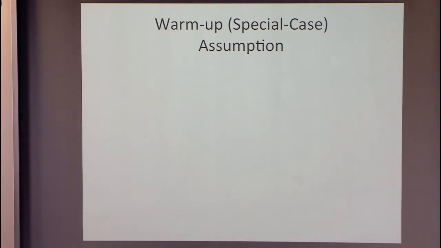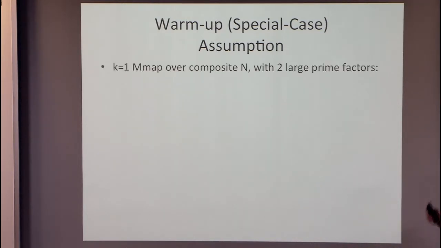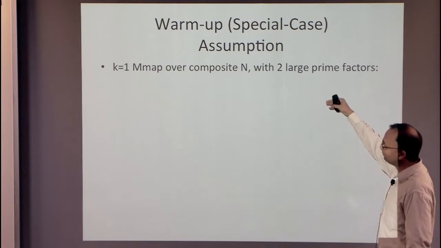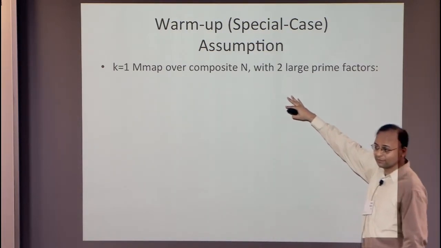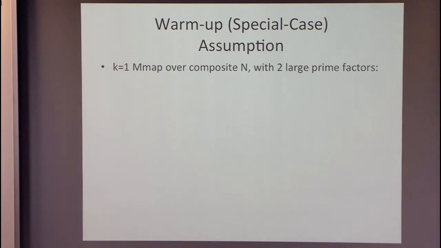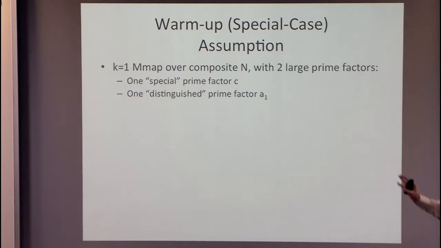This may seem like a completely trivial case, but let's just think about it. Suppose actually k equals 1. If k equals 1, you have no actual multiplication that you're allowed to do. You can just add things, right? This is a very typical situation for us in crypto. But the one little bit of an issue that will come up more later is that our n will be a composite number. It'll have 2 prime factors, okay? And I'm going to give them names. We're going to have one special prime factor that I'm going to call C, and one distinguished prime factor that I'm going to call A1.